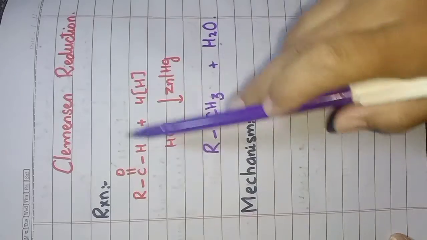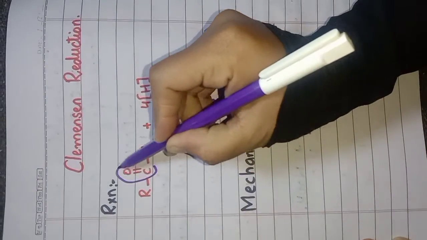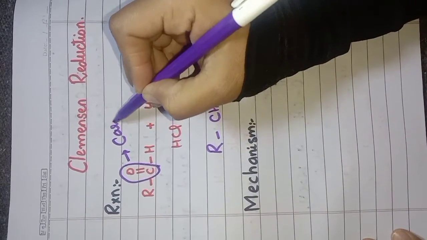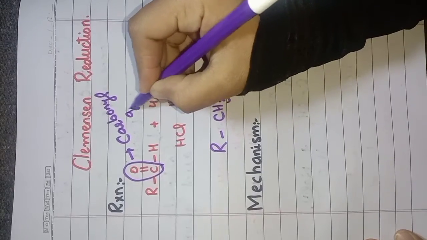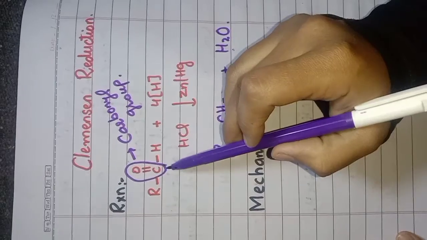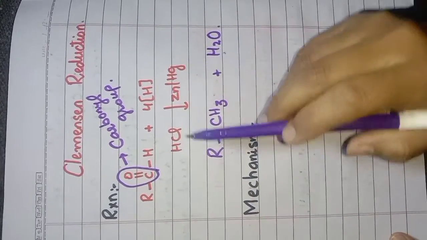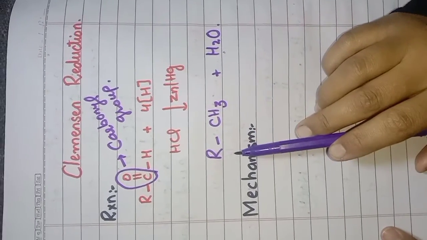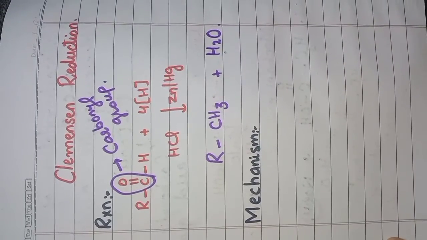Here is the reduction of the carbonyl. This is the carbonyl compound, the carbonyl group. The reduction of the carbonyl group takes place in the presence of zinc amalgam and HCl, and it gives us alkane and water. So let's derive its mechanism.